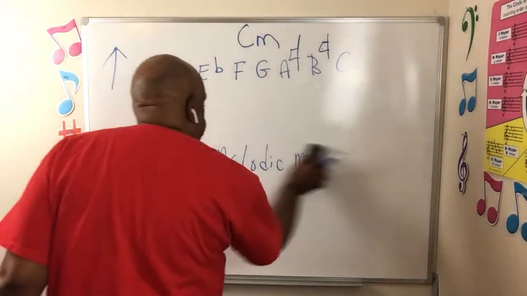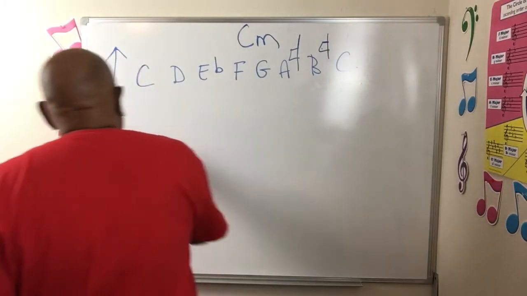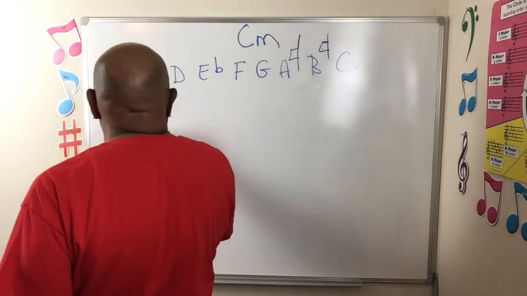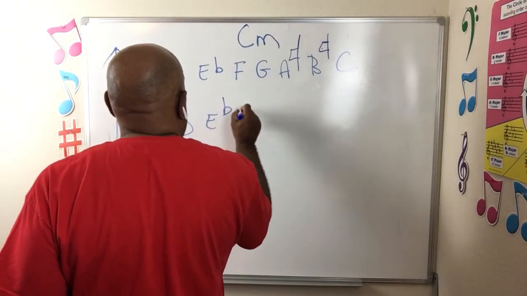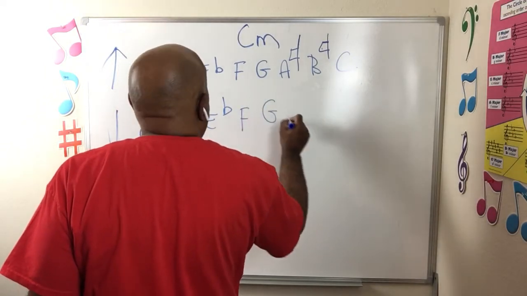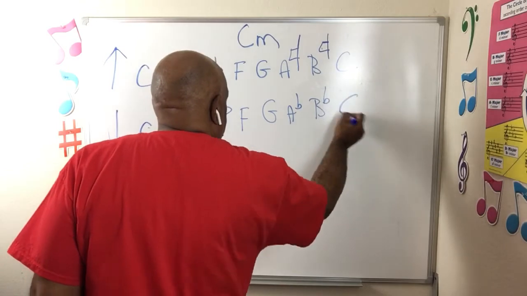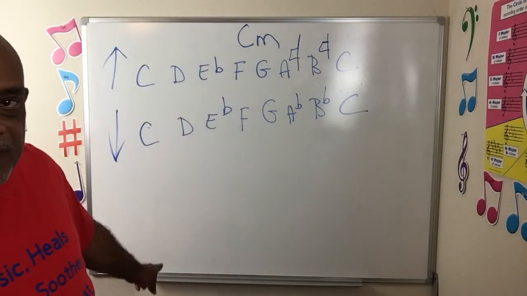Now, though, there's a difference descending. Okay? There's a difference descending. It is C, D, E flat, F, G, A flat, B flat, and then C. That's descending or coming down.